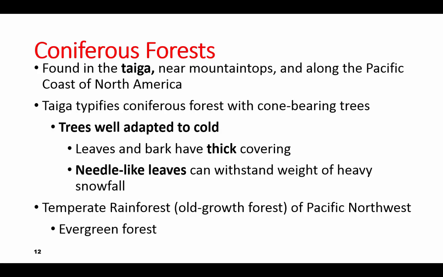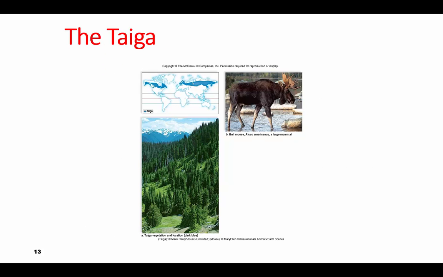The temperate rainforest is an old-growth forest. Some of the trees here are as old as 800 years old. We're talking about those redwood trees in the Pacific Northwest. You see there's the moose and there's the spruce, and you see how it's right below the tundra.